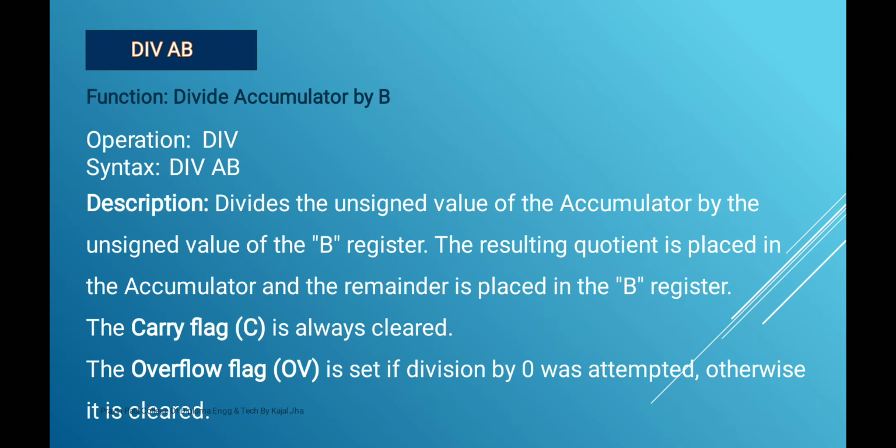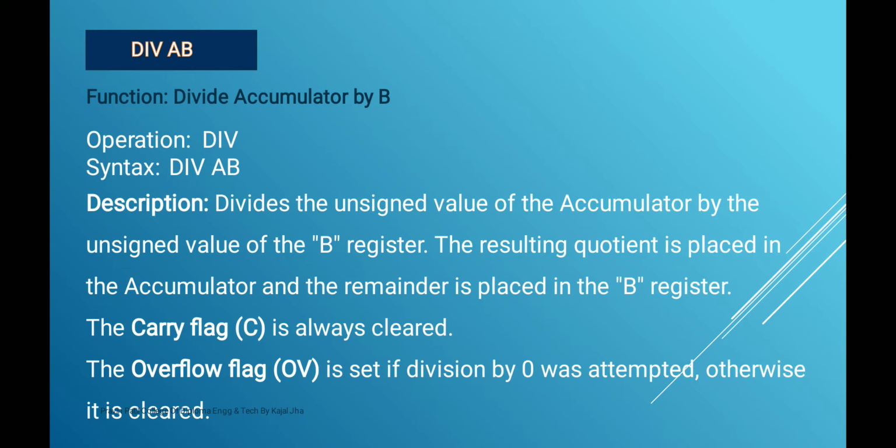Then it divides the unsigned value of the accumulator by the unsigned value of B. The resulting quotient is placed in the accumulator, and the remainder is placed in register B. Okay, simple.